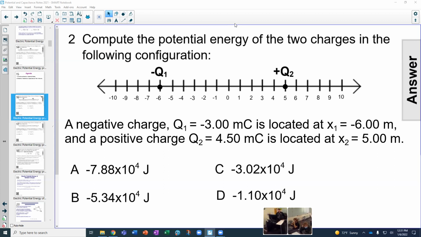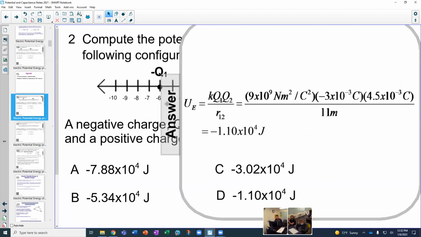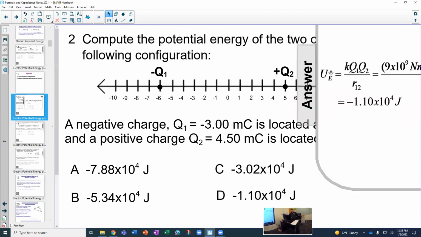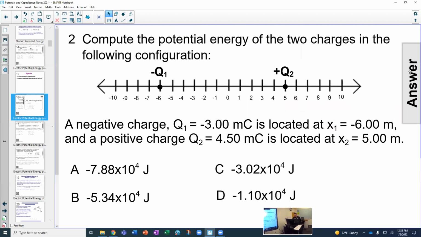All right. It looks like most of you are coming up with the same answer. If we check out the equation for potential energy, it's Coulomb's constant times the product of the two charges divided by the distance between them. Since all of that information was given, it's pretty much a plug and chug option, which proves to be D as the correct answer.